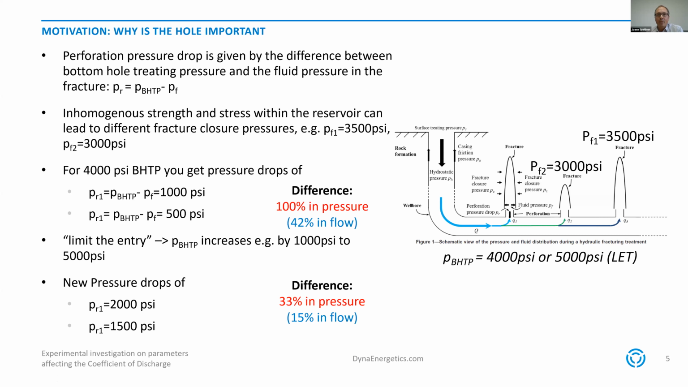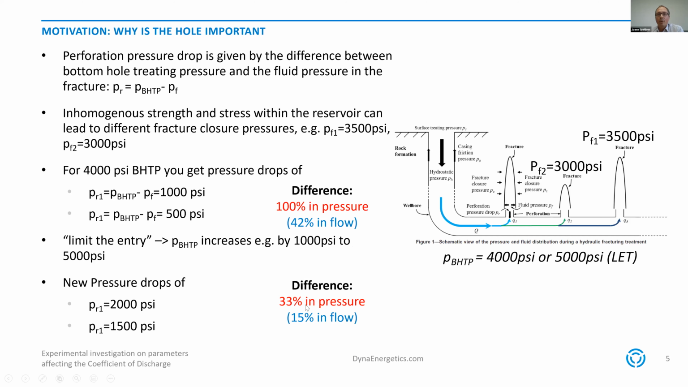To mitigate that, people usually increase the pressure in the casing by limiting the entry. So if you increase the bottom hole treating pressure from 4000 to 5000 psi, you can see that these pressure drops now become larger, and we have 2000 psi for the one fracture and 1500 for the other one. And so the difference is only 33% in pressure and 15% in flow, and your two fractures will grow more equally.